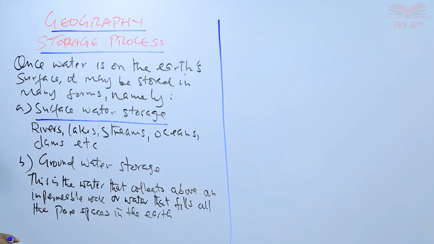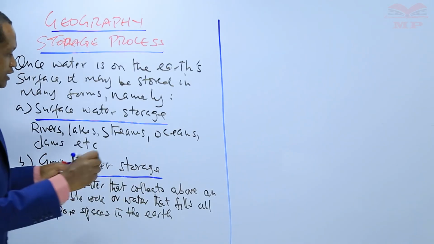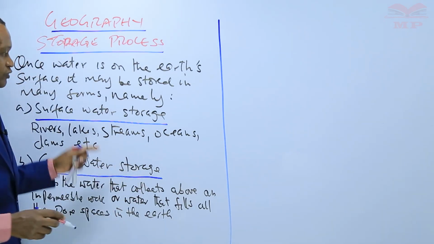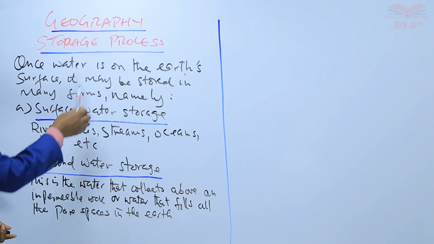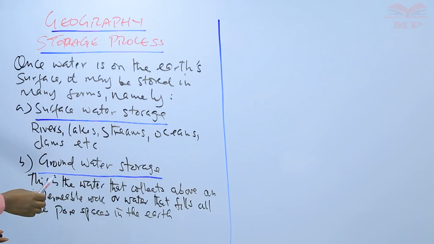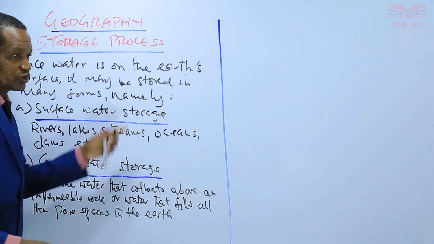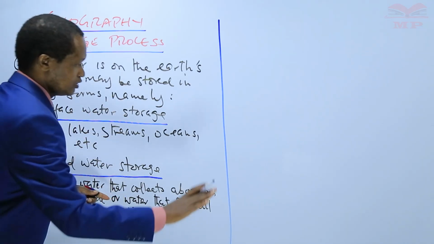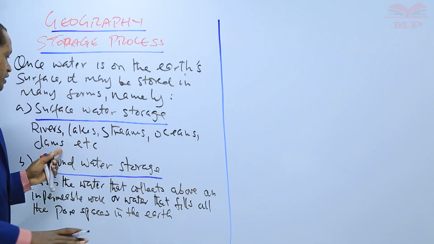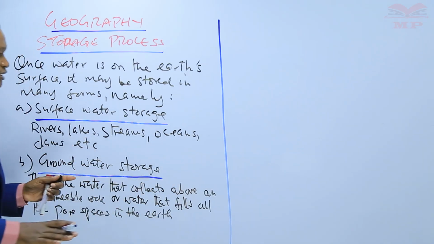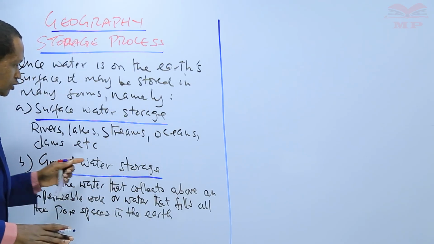So this is another storage, learners. Storage number 2, groundwater storage. First, we've mentioned the surface water storage. When water is on the Earth's surface, it may be stored in many forms. One is surface water storage. This is water that is found on the roads, in streams, in lakes, in dams, in swamps, in oceans, and so on. Then there is groundwater storage.